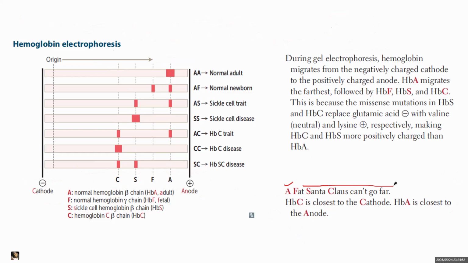So you have to now cover one of the questions: why do hemoglobin S and hemoglobin C migrate less than hemoglobin A? The question is why hemoglobin A moves the farthest compared with hemoglobin C and hemoglobin S. So now let's understand the molecular reason behind that.